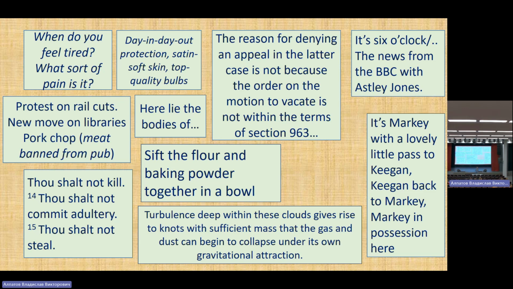Oh, well, maybe, yeah. It's Marky with a lovely little pass to Keegan. Keegan back to Marky. Marky in possession here. Sport commentary, right, in possession of the ball, right? Pass, pass. Марки делает пас Кигану, Киган обратно отдает Марки, right? Мяч у Марки, right?